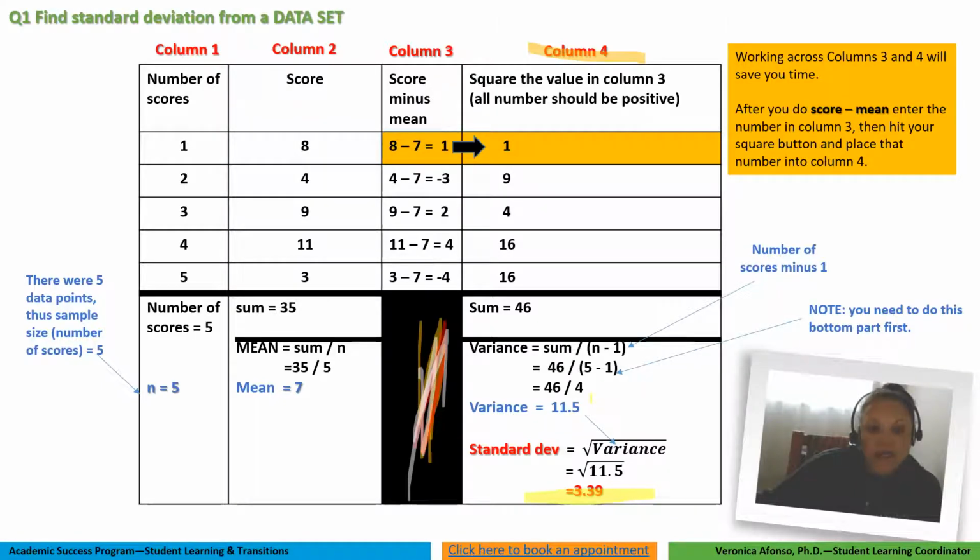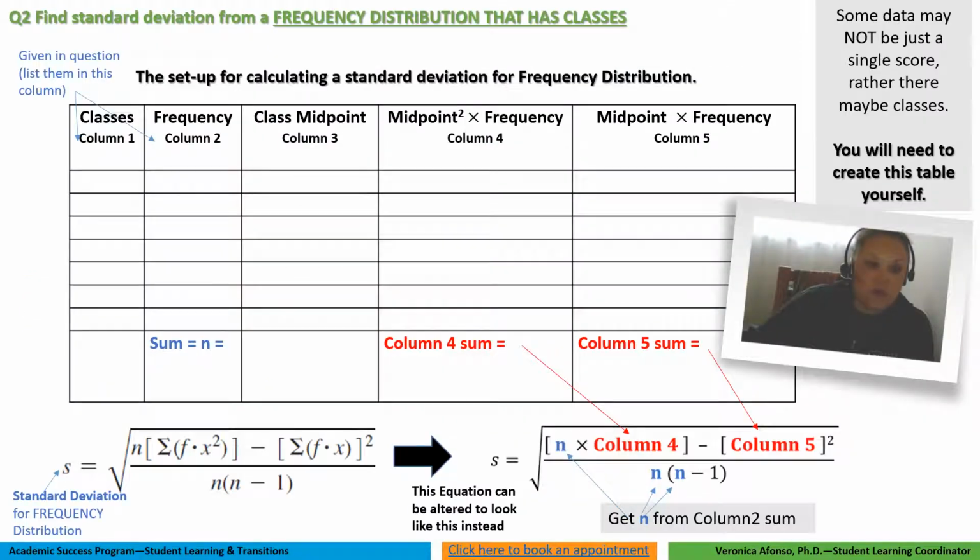Then heading into question 2, it's find a standard deviation again, but this time it's for a frequency distribution that has classes. So it's a whole different table. You'll need to create this yourself. The reason I say that is so that if I give you a handout for this, you might be tempted to use it again. This question never shows up again in your course. So make this yourself.